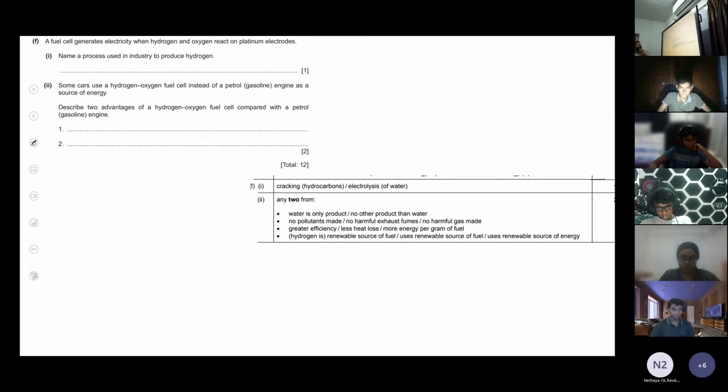Describe two advantages of a hydrogen fuel cell compared with petrol. One is no harmful gas produced, only water is produced. Greater efficiency in fuel, more energy efficiency. Okay? Exactly the same.